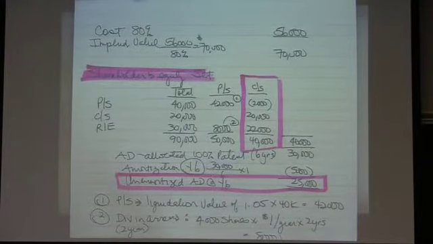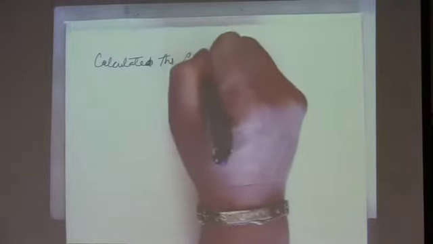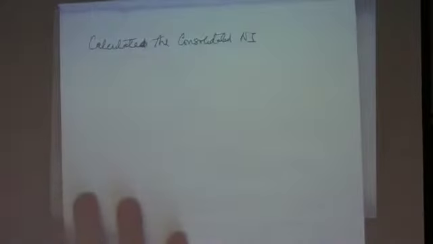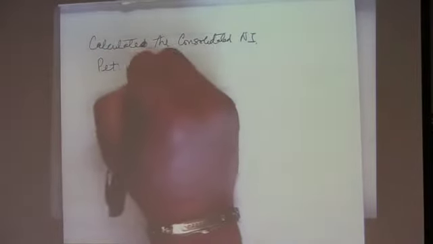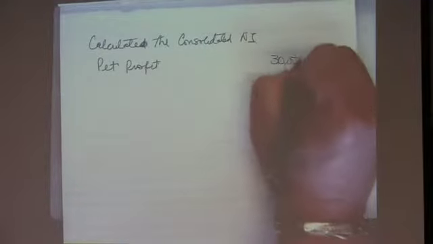So we need to move on to the next part. And if we have to calculate consolidated retained earnings, then we need to know what the consolidated net income is. So we need to calculate the consolidated net income. So we always start with, again, we've done many of these. So we start with PET profit, which, we're told, is 30,000.